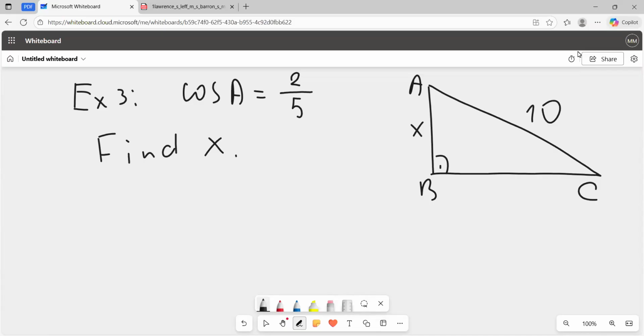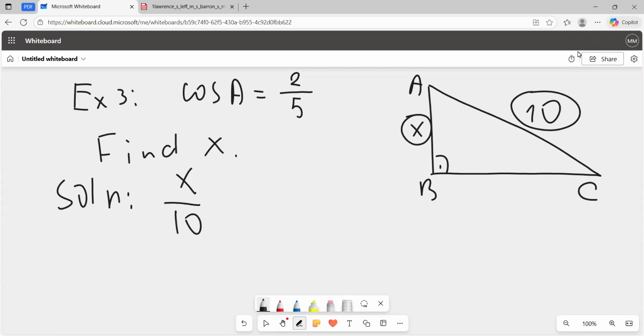Okay. By definition of cosine, cosine of A is equal to the adjacent side x divided by the hypotenuse 10. And it's given that it's equal to 2 divided by 5. Means that x is equal to 4.